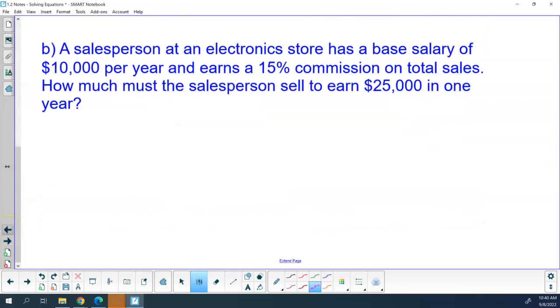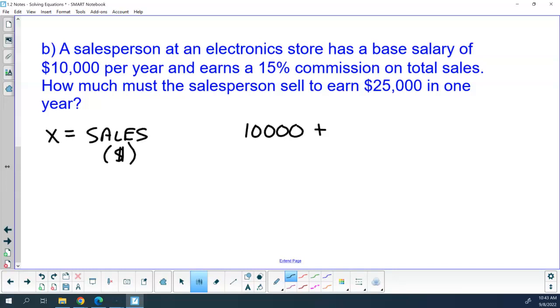Try that. A salesperson at an electronics store has a base salary of $10,000 per year and earns a 15% commission on total sales. How much must the salesperson sell in order to earn $25,000 in 1 year? So I would say we're still going with X. X is sales, how much he's got to sell, and that's going to be in dollars. So he got a base salary of $10,000, so we're starting out with $10,000.